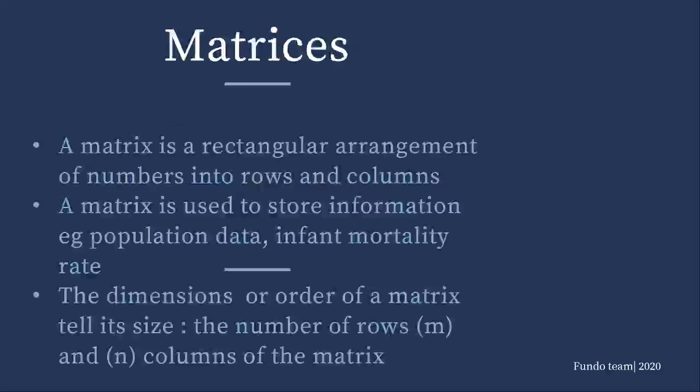Okay, a matrix is a rectangular arrangement of numbers into rows and columns. You can use a matrix to store information, e.g., population data, infant mortality rate. The dimensions or order of a matrix can tell us its size, that is the number of rows m and the number of columns n.